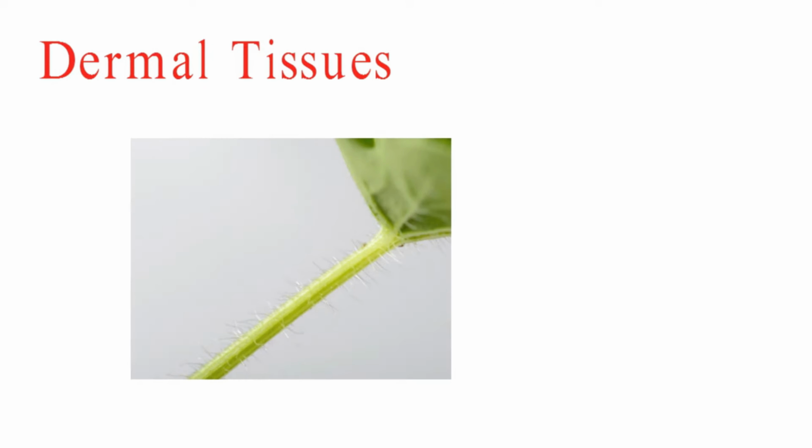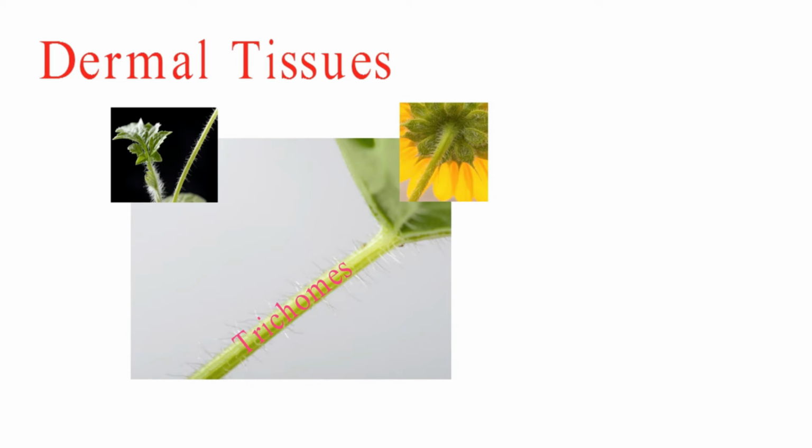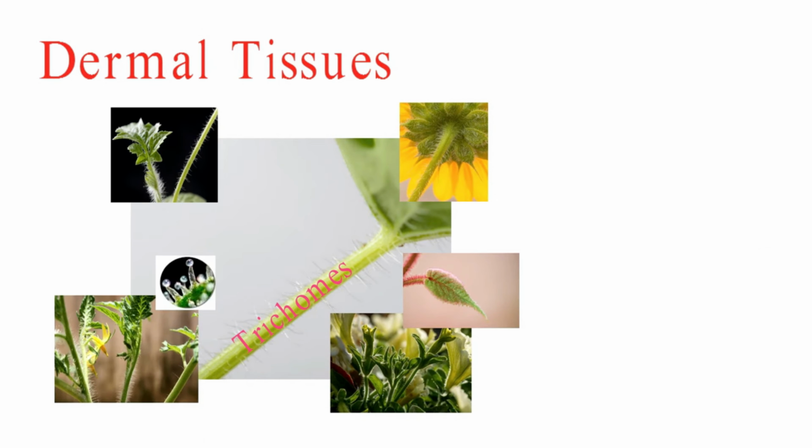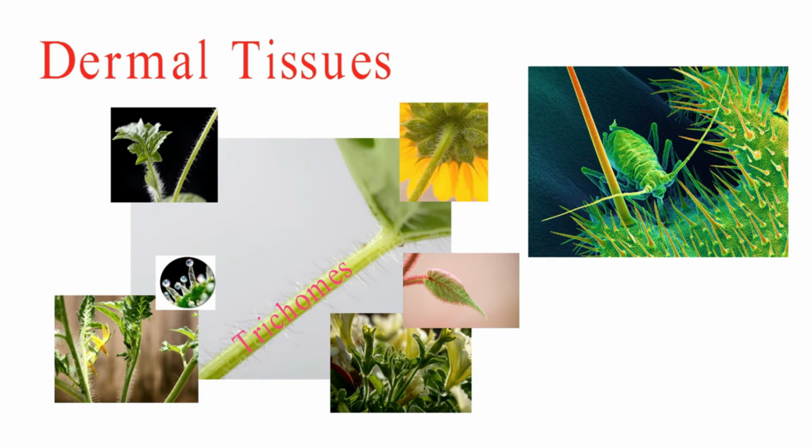But wait, there's more. Dermal tissue comes with some remarkable specialized structures. Ever heard of plant hairs? These are trichomes. They come in various shapes and sizes, and they're like the plant's fashion statement. But did you know they can also serve as defense mechanisms? Some even secrete sticky substances to trap unsuspecting prey.